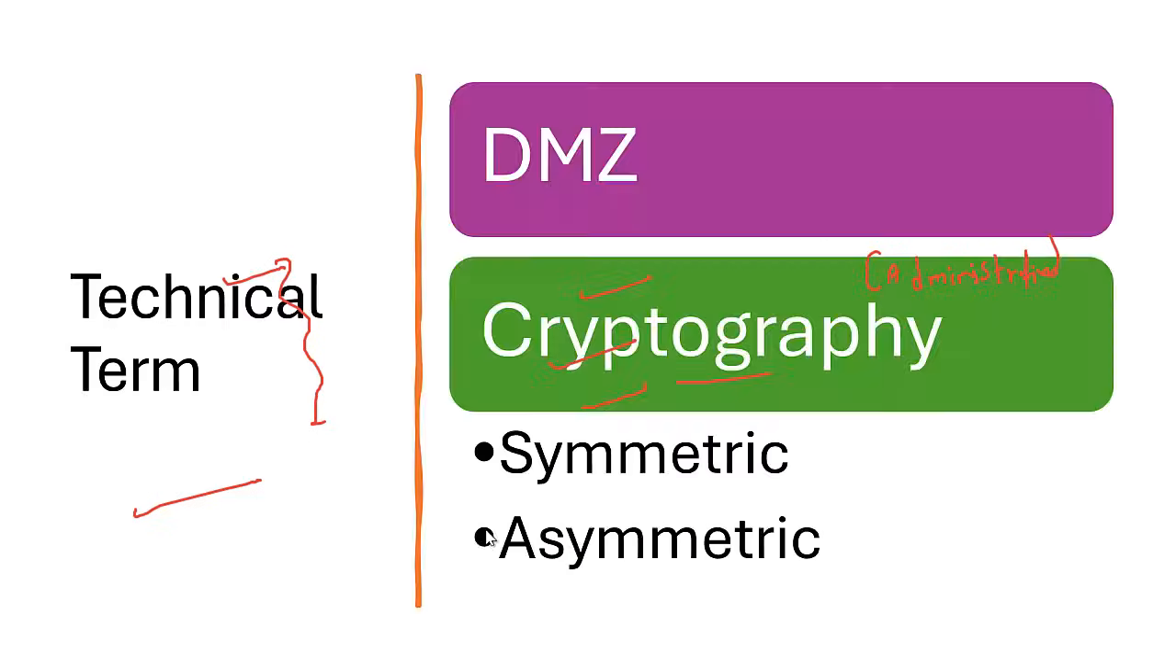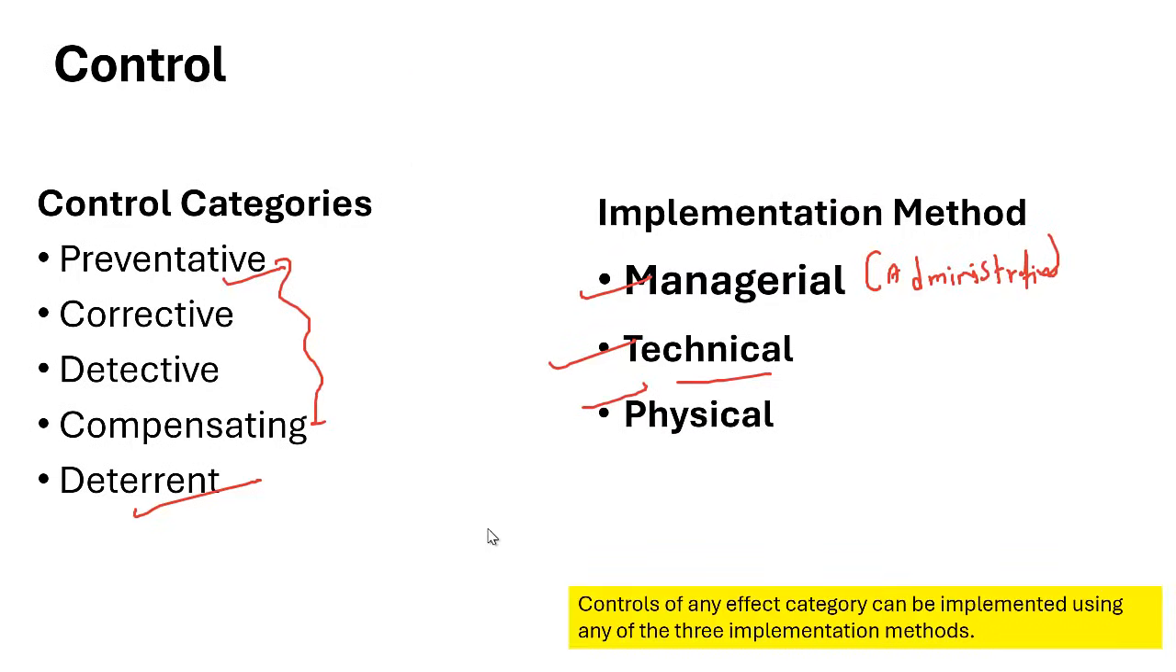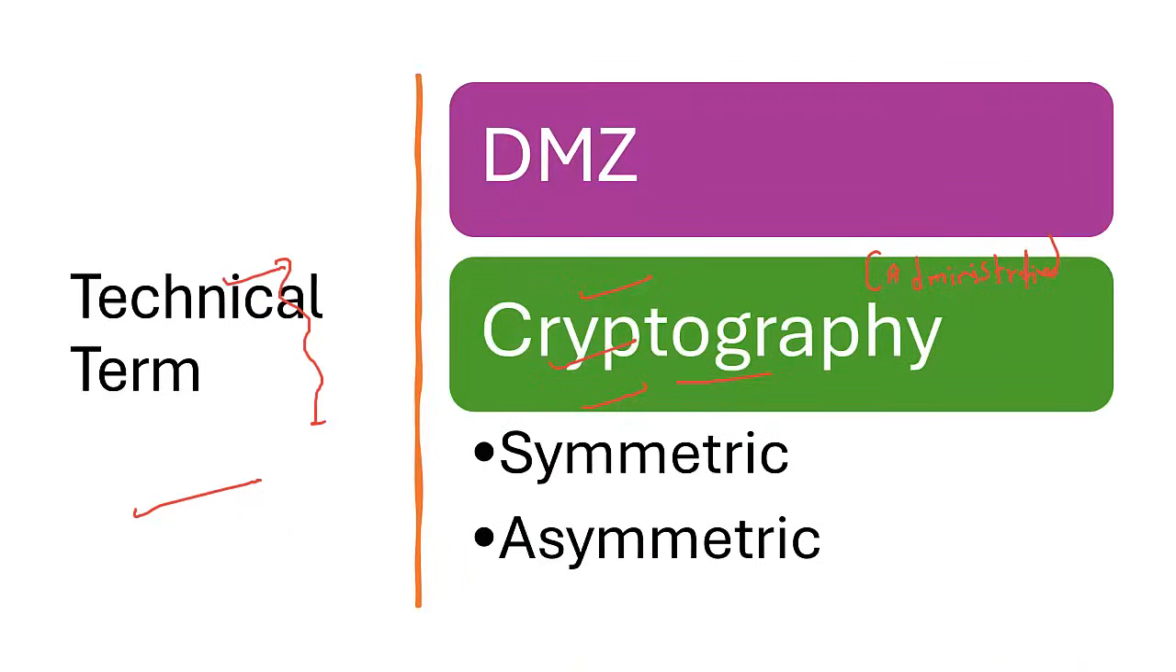So here, controls can be in any effect category we implement, but the most important part is that we implement them based on a risk assessment. Now in domain 2, there are some topics which are technical in nature, but they are testable. The first is called a DMZ. Now what is a DMZ? Before going to understand the DMZ, let me share a brief history.